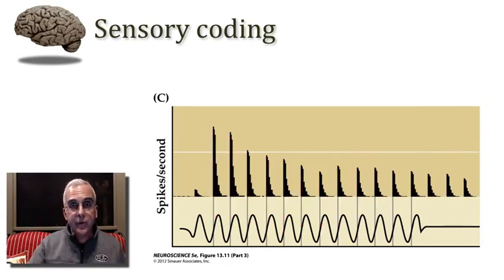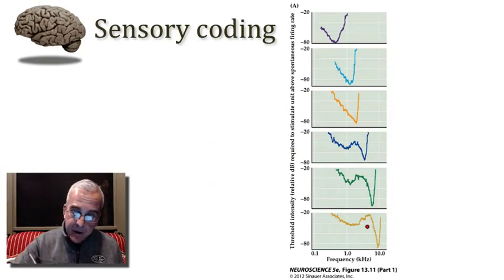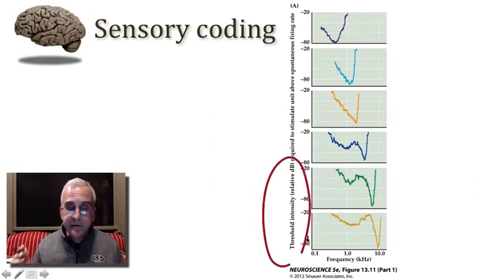If one were to look across a family of axons within the auditory nerve and plot the firing rate that is observed for any given frequency of stimulation, what we would be able to do is to plot a tuning function for that axon. And so what we're looking at here is a plot of the intensity of the stimulus that's necessary to elicit action potential firing in the axon.